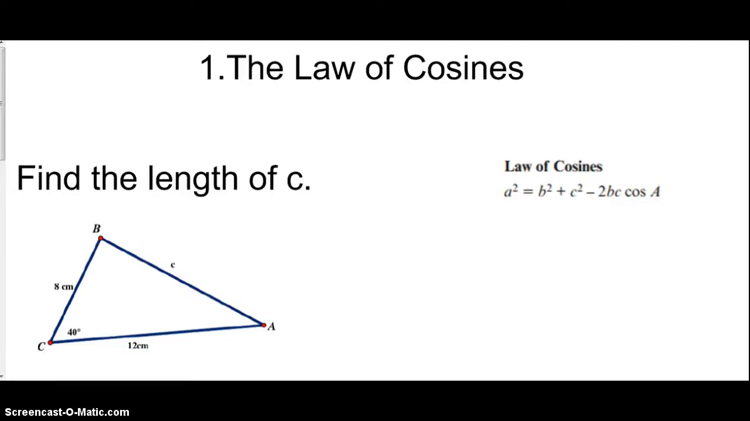Today we're going to be starting our third unit. This is going to be talking about the law of cosines, the law of sines, finding the area of triangles, and vectors. So let's start with the law of cosines.